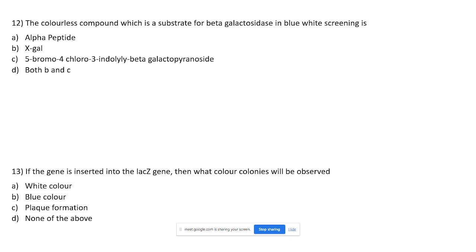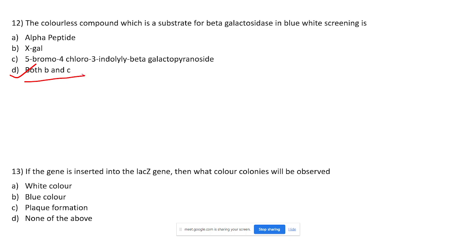Now the question is, the colorless compound which is a substrate for beta galactosidase in blue white screening is: alpha peptide, X-gal, 5-bromo-4-chloro-3-indolyl-beta-galactopyranoside, both B and C. Ma'am, B. No. B is correct, and option C. Both are correct. So therefore, the option which is correct is D. The actual name of X-gal is 5-bromo-4-chloro-3-indolyl-beta-galactopyranoside. So the option is D, both B and C.